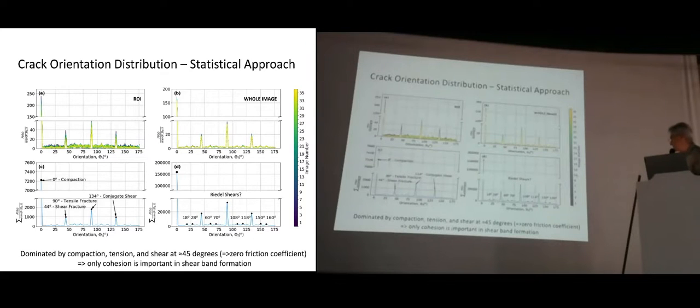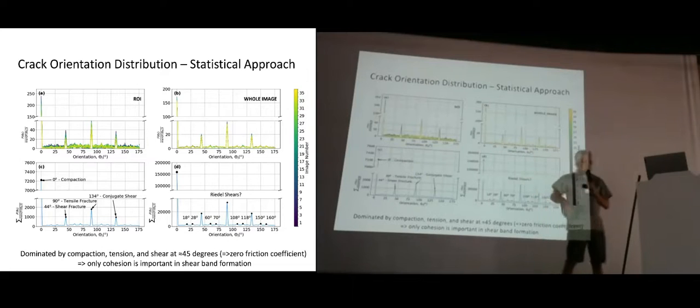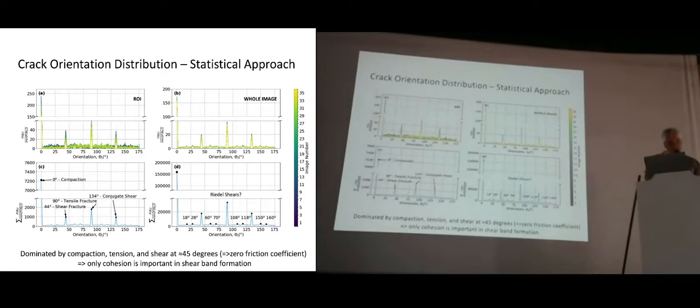So this shows that the dominant fracture orientation, 90 degrees and 45 degrees, dip in either direction. Those are the directions where, if you've got a granular medium, the only thing that's controlling shear is the cohesion of the material, not the friction. Okay?